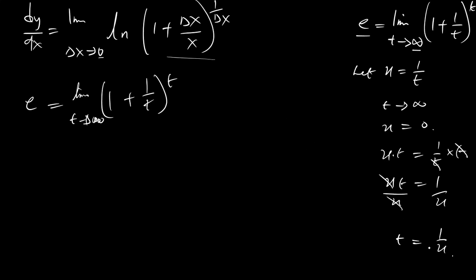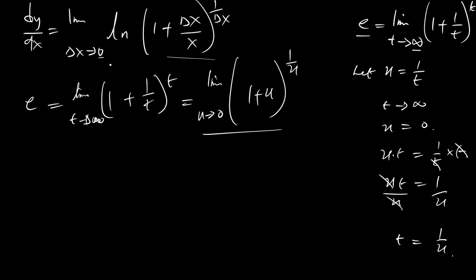Now, substituting: when you see t, substitute it for 1 all over u, and whenever you see 1 over t, substitute for u. So now we'll say the limit of 1 plus, so 1 all over t is equal to u, so give u here. Then t is equal to 1 all over u. So when t tends to infinity, u tends to 0.